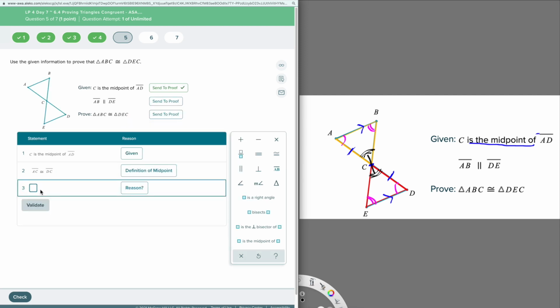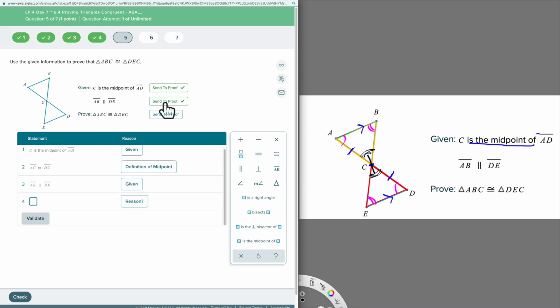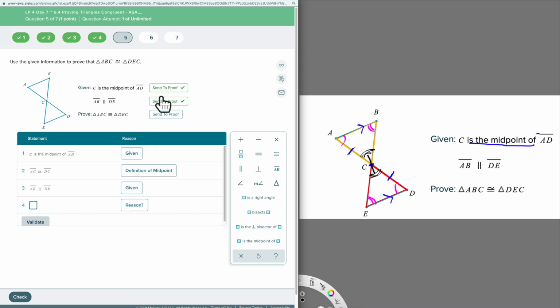All right, now we're going to do the second given. I'm going to send that to proof. Would it have mattered if I put send to proof and the given first? No, it would not have changed anything. Again, some of those pieces can be out of order a little bit, and it still gets us to the same end result. All right, so I know that they're parallel.